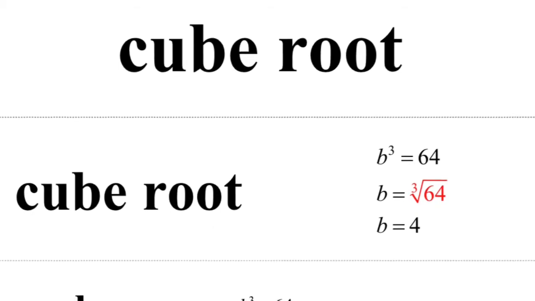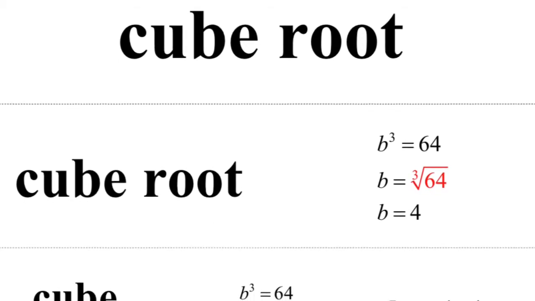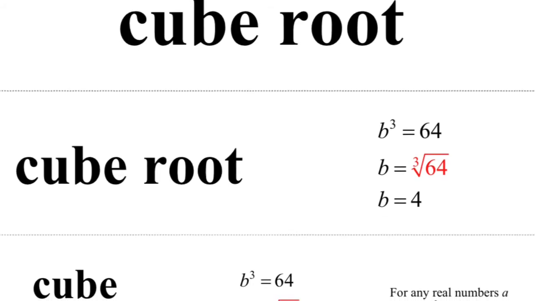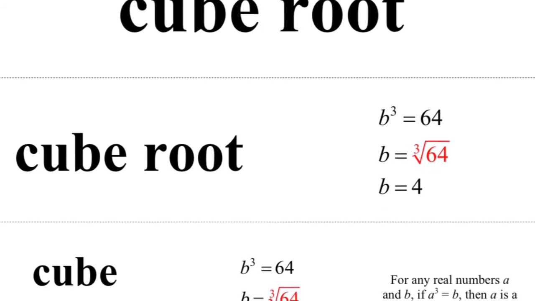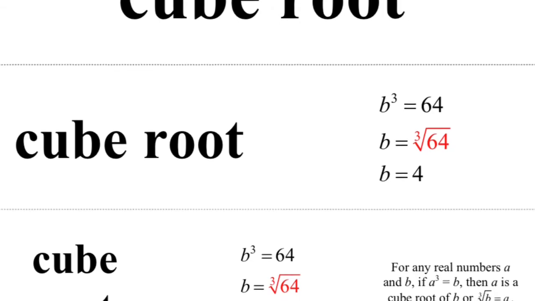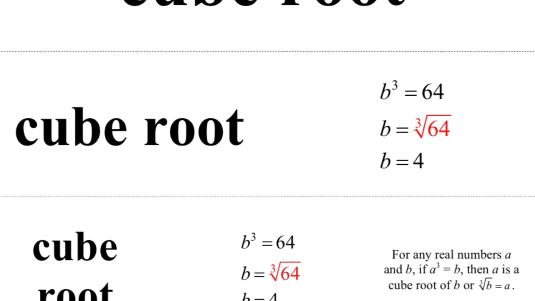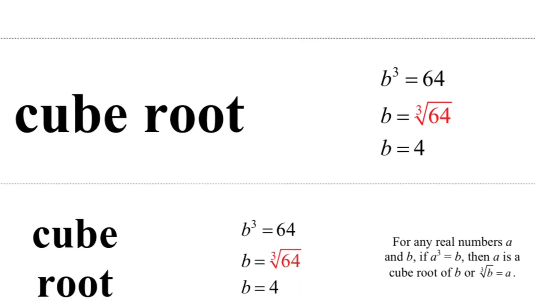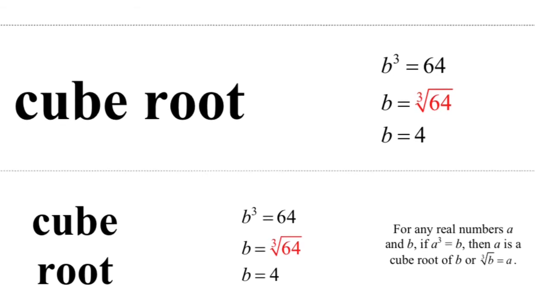A cube root is very similar to a square root. In a cube root, you look at the number underneath the cube root and ask yourself, what times itself times itself gives me that number? So you're basically undoing a cube.